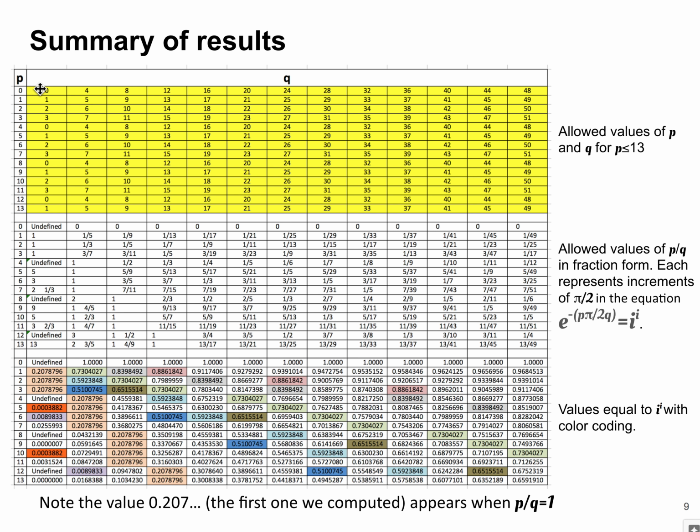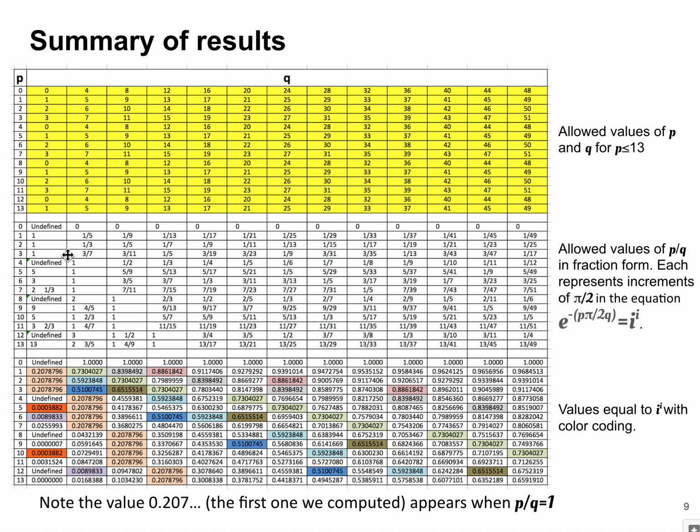So if p is 0, q can take on these values. If p is 7, q can be 3, 7, 11, and so forth. Now, of course, this is a list that is dictated by stopping p at 13. p can be any integer. So what we're learning now is there's an infinite number of solutions to the equation or evaluation of i to the i.